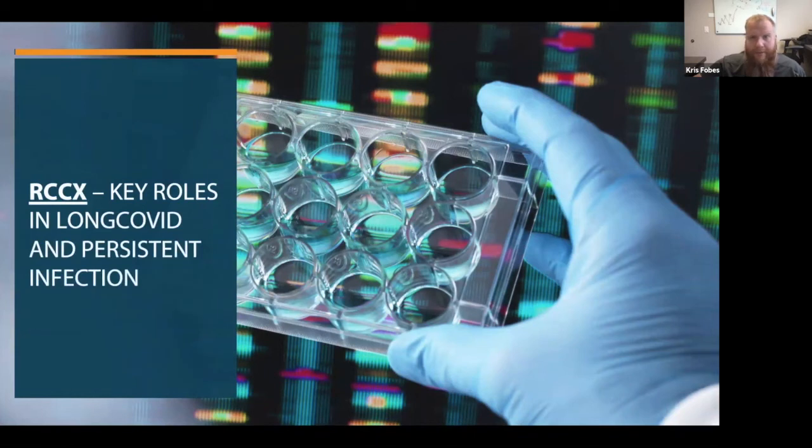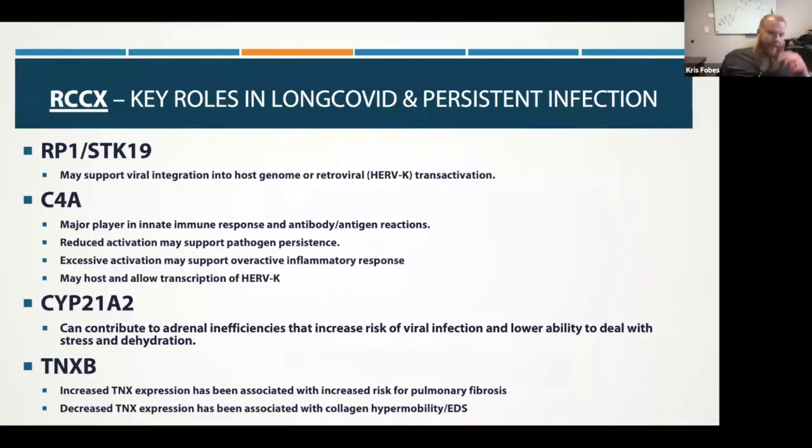Just some key takeaways real quick of what we went over. STK19 or RP1 might support viral integration in the host genome or retroviral transactivation. I think that's actually a bigger player than most people think about. Obviously, it deserves a lot more research and support around the theory of that. I hope that with PolyBio we can start making progress that way. But I think viral integration into the host genome is going to be a big player.